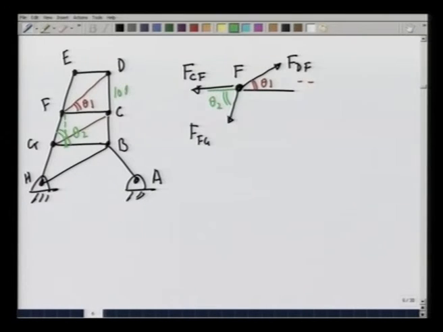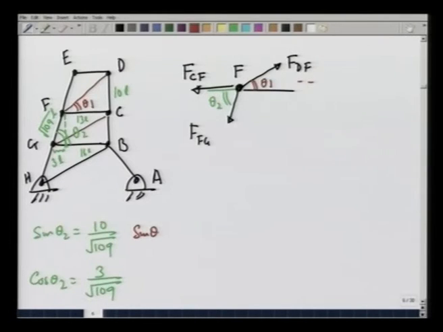To calculate sine and cosine of theta 2, let me just drop a perpendicular from here. Recall that this is 10 L, this line is 13 L, this is 16 L. So, therefore, this portion is going to be 3 L, and this length FC is going to be square root of 109 L, and therefore, I can write sine of theta 2 is going to be 10 over the square root of 109, cosine of theta 2 is going to be 3 over square root of 109, and we have already seen that sine of theta 1 is 10 over square root of 269, and cosine of theta 1 is equal to 13 over square root of 269.